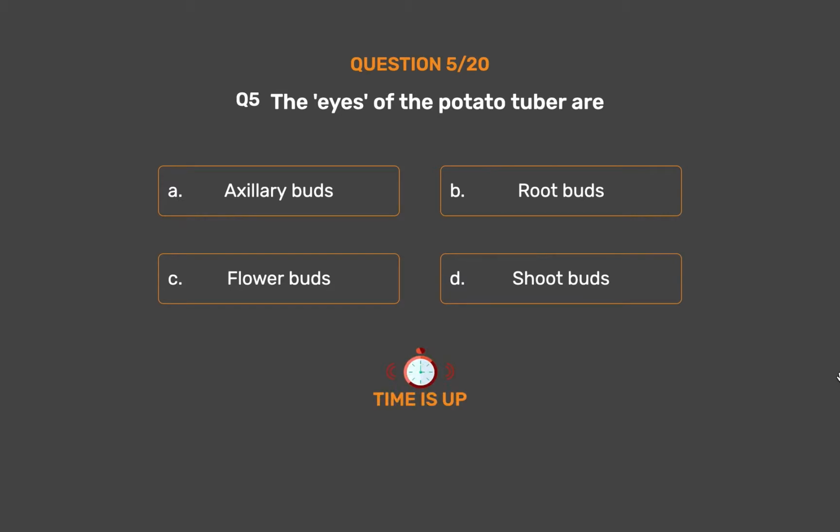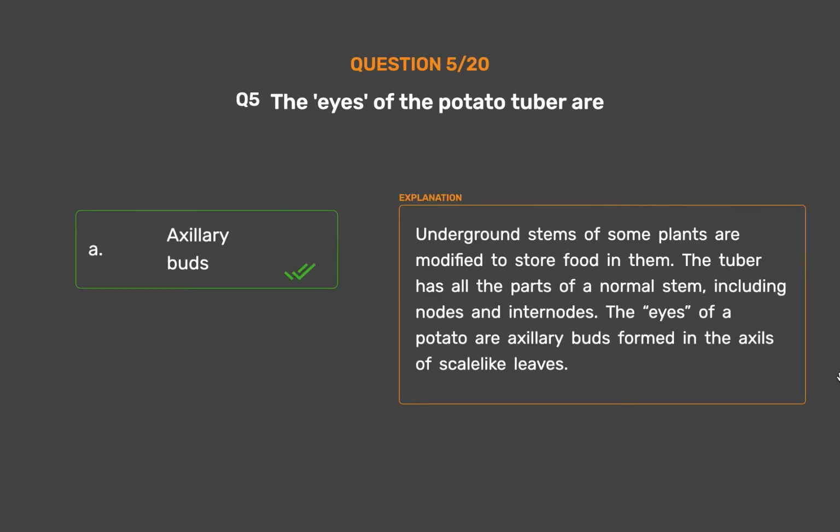The correct answer is Option A. Axillary buds. Underground stems of some plants are modified to store food in them. The tuber has all the parts of a normal stem, including nodes and internodes. The eyes of a potato are axillary buds formed in the axils of scale-like leaves.